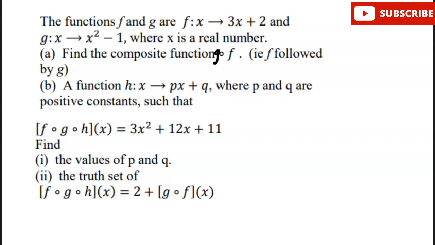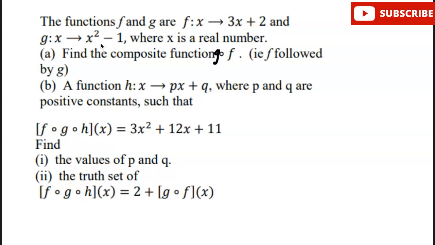Welcome to Otisam Mathematics. In this video, I'm going to look at the likely examination questions on function. I've already done all the concepts. So I'm going to show you some of the probable questions that you may get in exams.